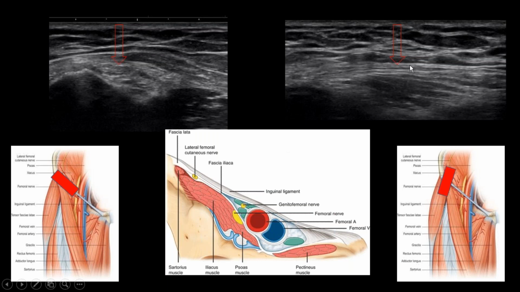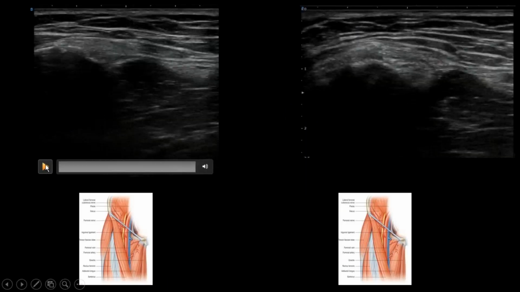So this is the long axis view of the nerve, and that's the short axis. So we first obtain the short axis view, localize the lateral femoral cutaneous nerve, and then move the probe 90 degrees to go long on that area. So let's look at the short axis view.